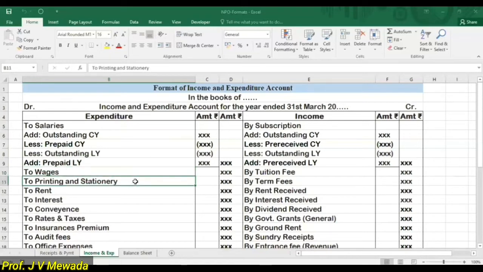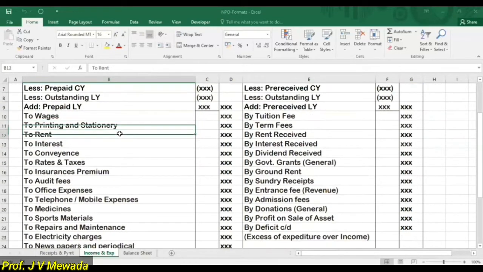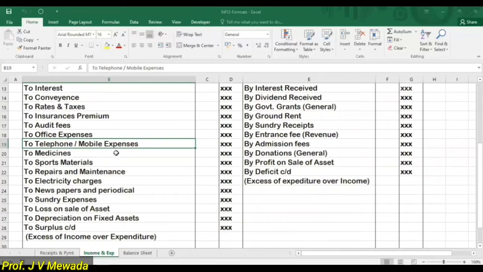Printing and stationery is expense. Rent is expense. Interest is expense. Conveyance is expense. Rates and taxes, these are the expense. Insurance premium is expense. Audit fee is expense. Then we are having office expenses, telephone and mobile expenses. Then we are having medicines in case of hospitals. Then we have sports material, our expense in case of the gymkhana or the sports club.